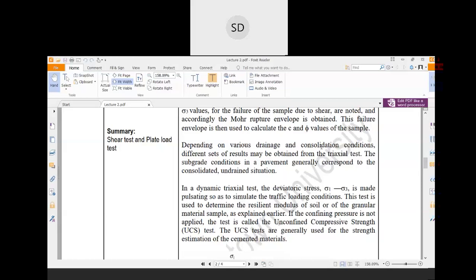Now in the dynamic triaxial test, what happens? The deviatoric stress, that is sigma 1 minus sigma 3, is made pulsating. Pulsating means it would be applied rhythmically. That is, for some instant of time that load would be there, after some time that load would not be there, then again the load would be applied, then again it would not be applied. So like that, a loading and unloading condition. This test is used to determine the resilient modulus, as we have already discussed.